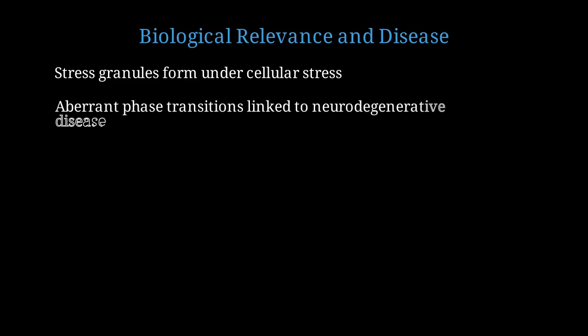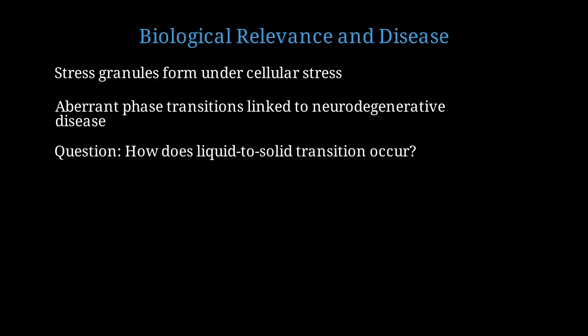Aberrant phase transitions, where liquid droplets convert to solid aggregates, are implicated in neurodegenerative diseases like ALS and Alzheimer's. This raises an important question: how do liquid condensates transition to pathological solid aggregates?